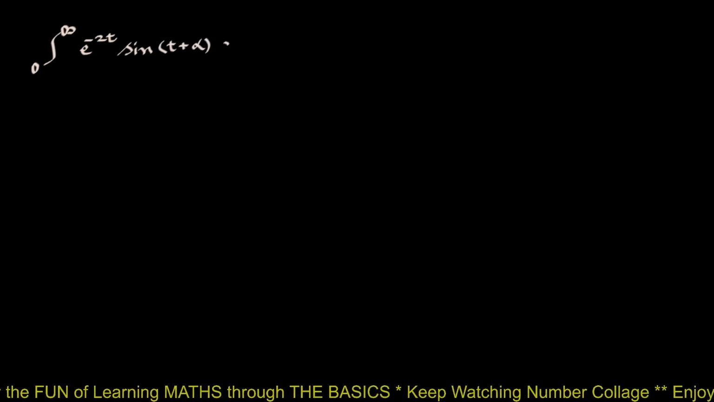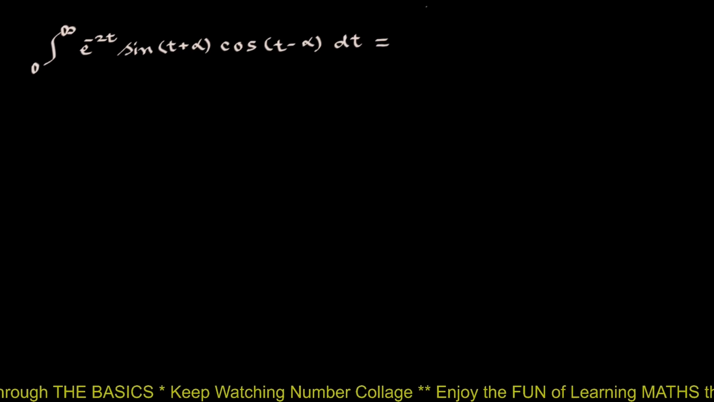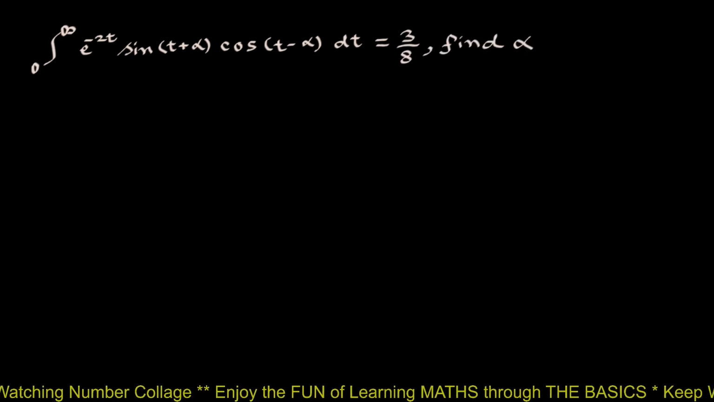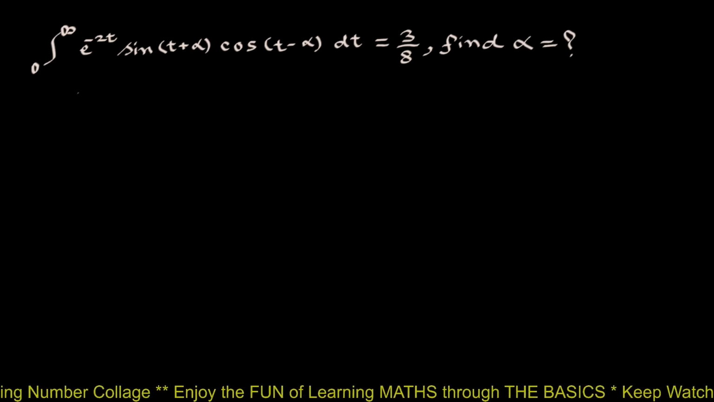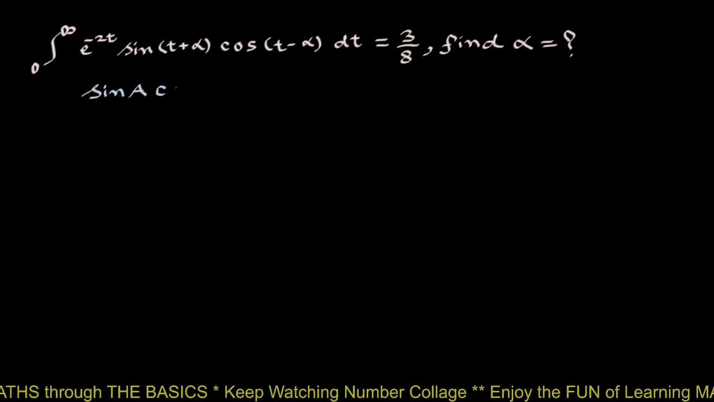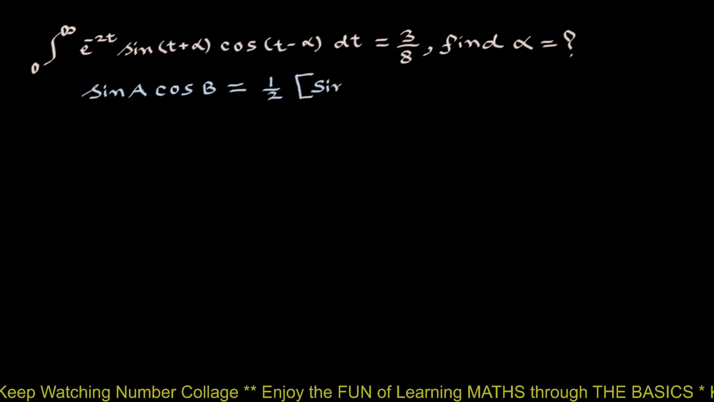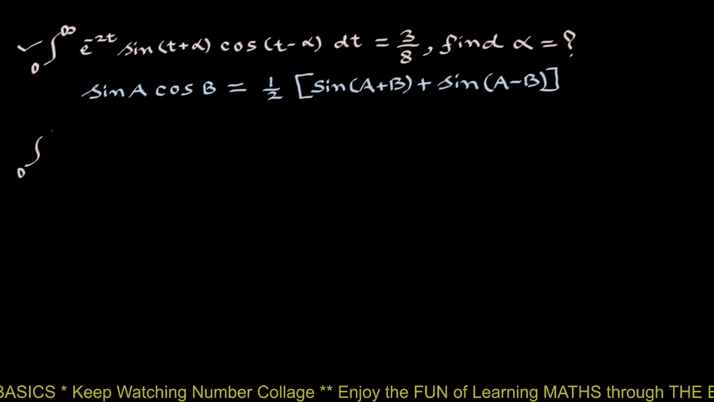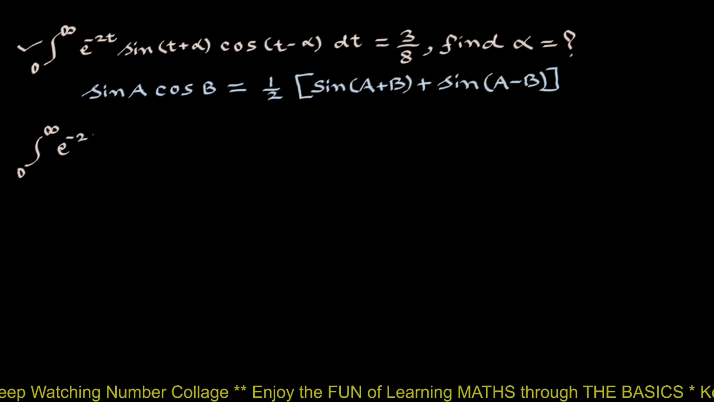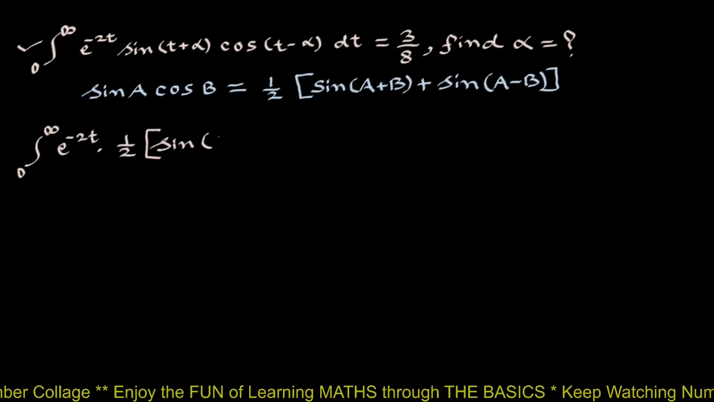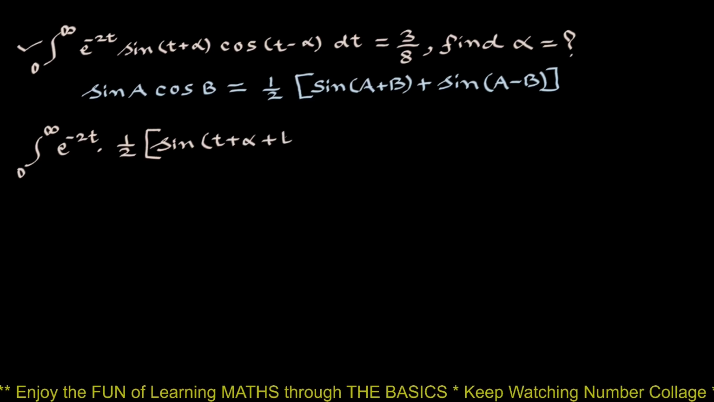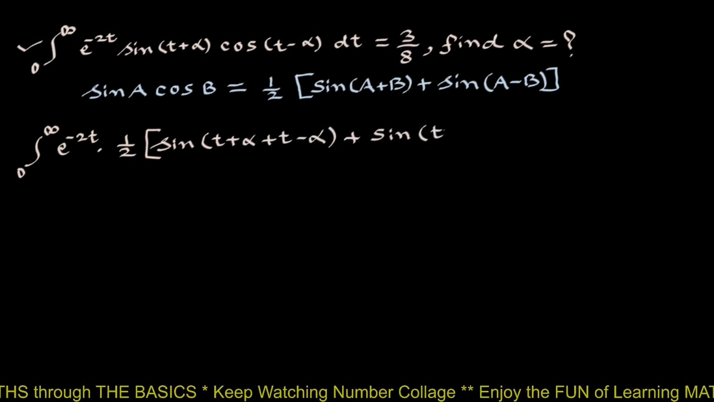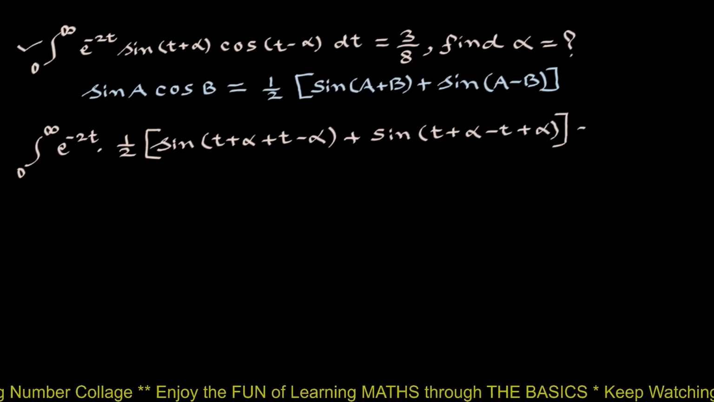The integral from 0 to infinity of e raised to minus 2t into sin of (t plus alpha) into cos of (t minus alpha) dt equals 3 upon 8. We have to find alpha. By the factorization formula, we have sin a cos b equals half times (sin (a plus b) plus sin (a minus b)). Accordingly, this integral will be the integral from 0 to infinity of e raised to minus 2t into half times (sin (t plus alpha plus t minus alpha) plus sin (t plus alpha minus t plus alpha)) dt equals 3 upon 8.